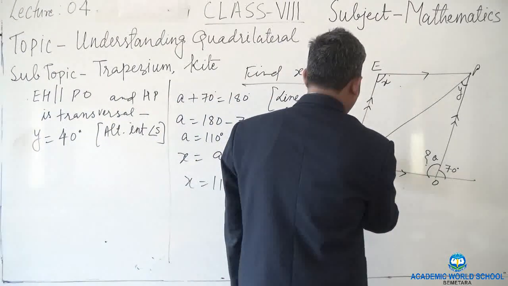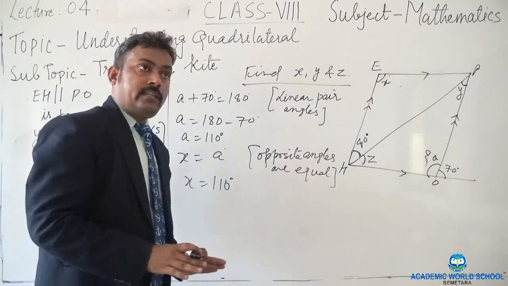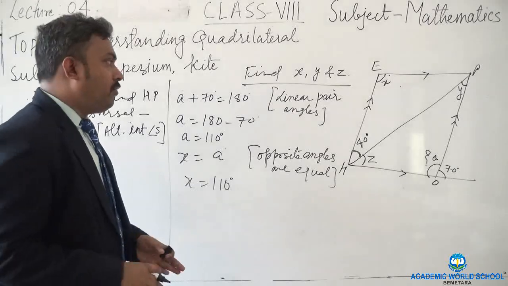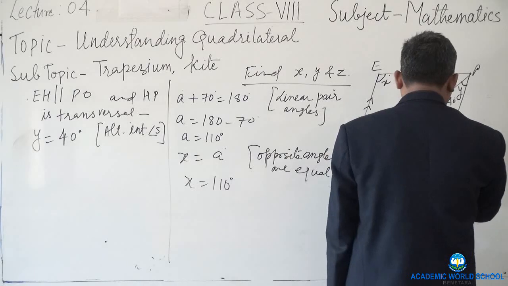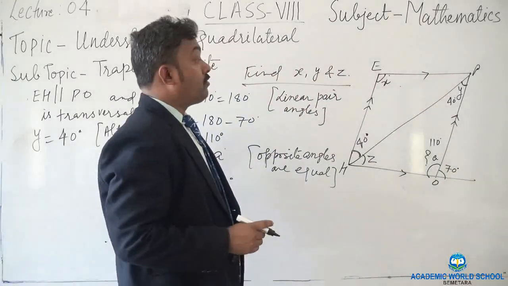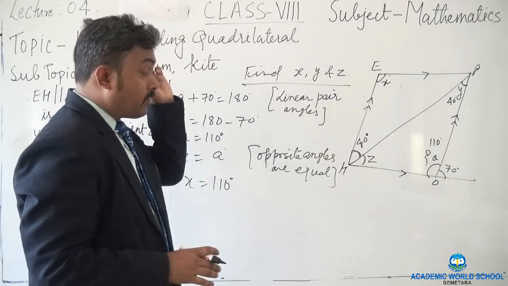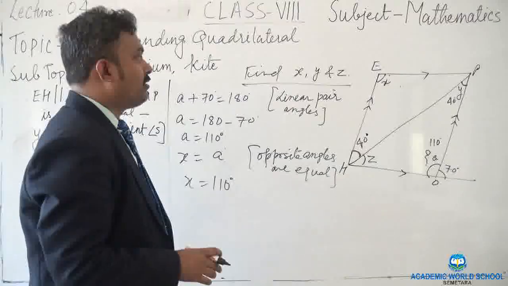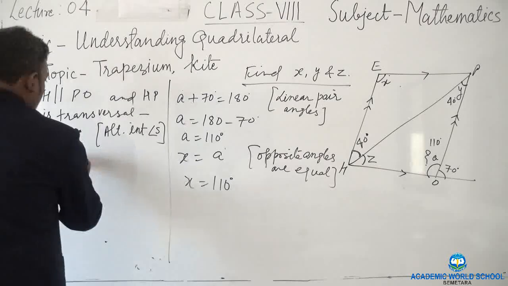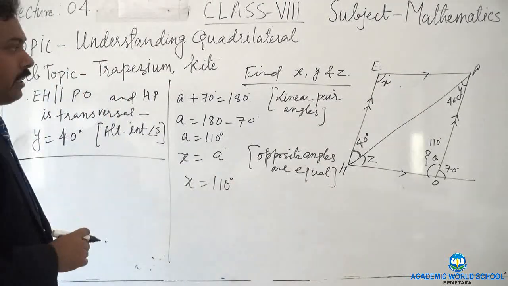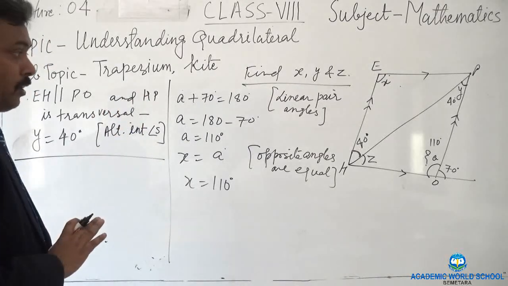Now we will find Z. How are we going to find Z? See, we can use the adjacent angle property, because we know this angle is 40 degree and this angle is 110 degree. We can use either the angle sum property or the adjacent angle property. Since we have studied parallelogram and quadrilateral, we will use the adjacent angle property here. But it's not necessary, you can use the angle sum property of triangle also.